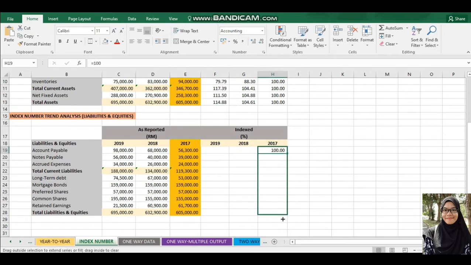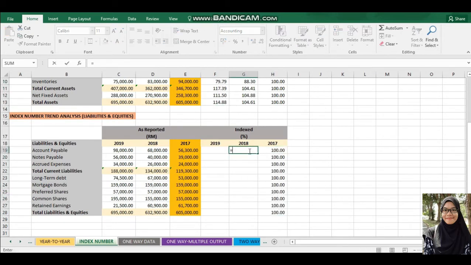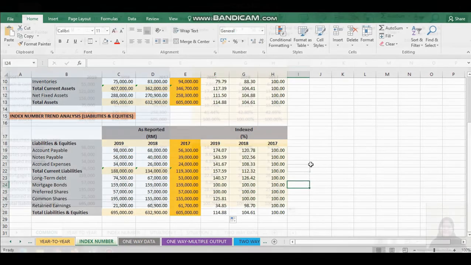Next, we calculate the liabilities and equities index percent. For year 2017, the index number still remains at 100%. And for year 2018 and 2019, the formula is the same.